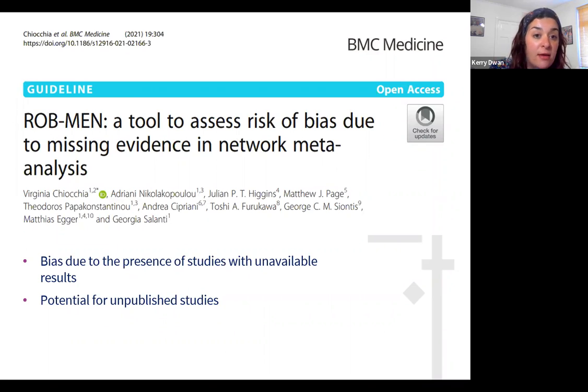This is another recent paper published last year, ROB-MEN. It's a tool to assess the risk of bias due to missing evidence in network meta-analysis. And the uterotonics review was updated in 2020, I think, so it hasn't incorporated this particular method. But this paper shows you how to assess for bias due to the presence of studies with unavailable results, so selective reporting. So some studies may have been included and measured the particular outcome but not reported it, and also to look for the potential for unpublished studies as well. So I think going forward, this will be a really useful tool to assess for selective reporting and publication bias.